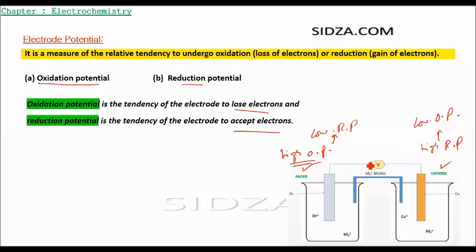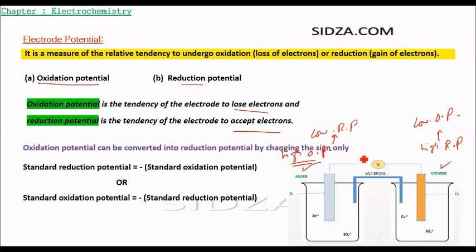And we can interconvert. Suppose you know the oxidation potential of an electrode, you can change it into reduction potential simply by changing the sign. So that's how we change the oxidation potential into reduction potential. If you know the reduction potential, you can change its sign, and the reduction potential will be negative of the oxidation potential, or you can say oxidation potential is negative of reduction potential. So if you know the oxidation potential of an electrode, you can find its reduction potential.